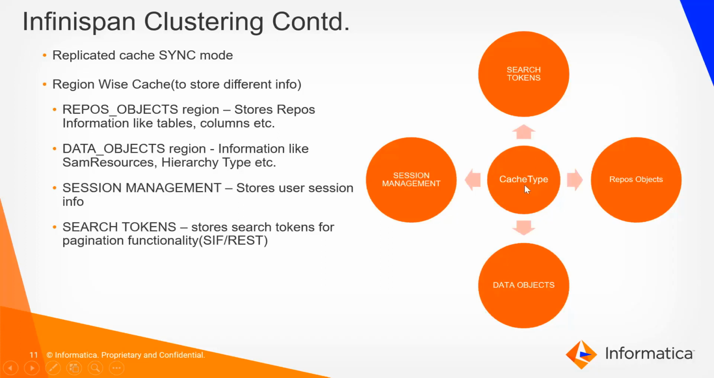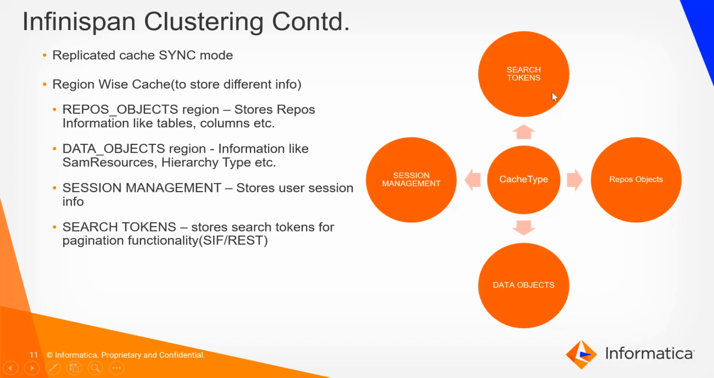So these are the cache types we have, right? So how MDM does it is, we have different cache components to store different types of objects. For example, all the repos related information is stored in the repos objects, this is the repos object cache type. Then the SAM resources, or it could be the hierarchy types, those are stored in the data objects. Then we have session management. So for example, when the user logs in, all the session related information, the MDM session ID, is stored in the session management cache.